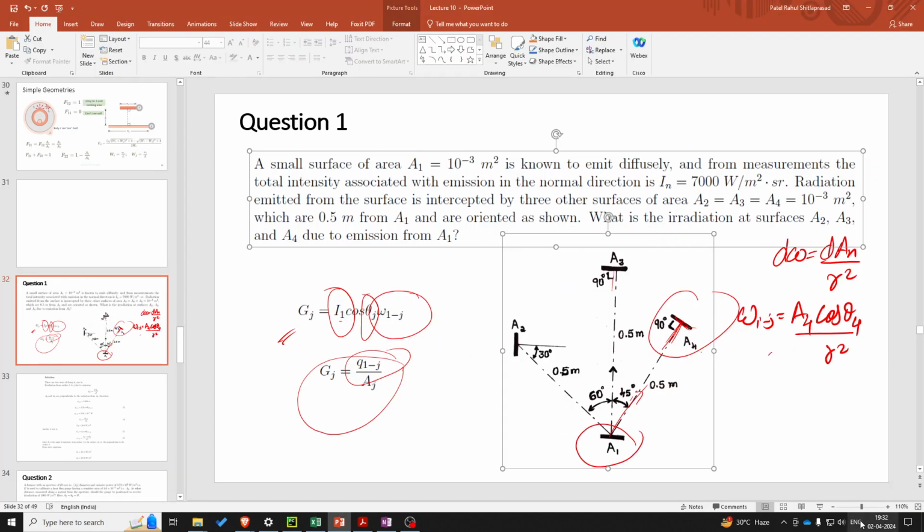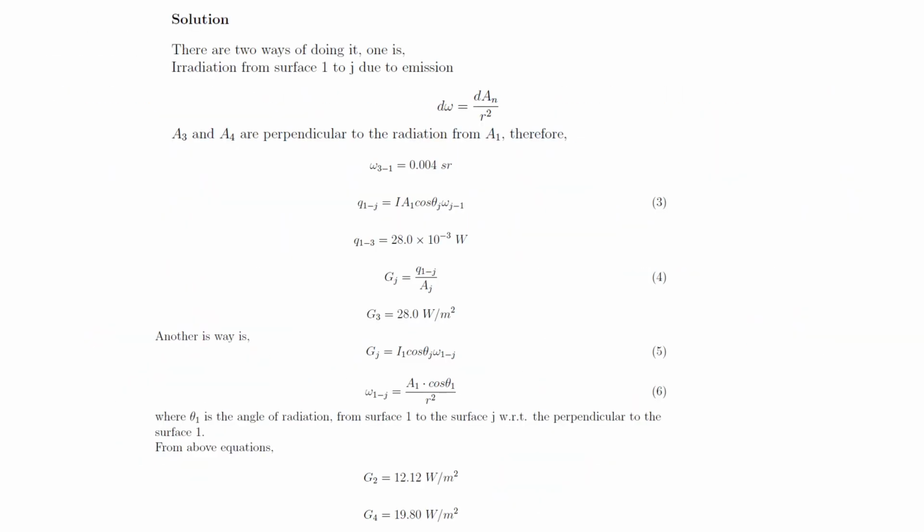Let's take a look at the provided solution. The radiation was calculated using this formula where omega 1 to j is given by this formula. And then we find the G2, G3, G4 values.